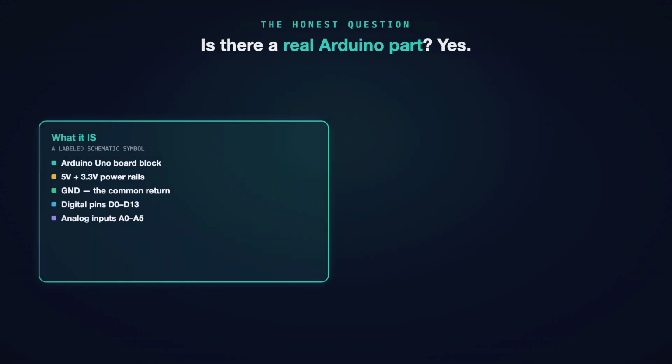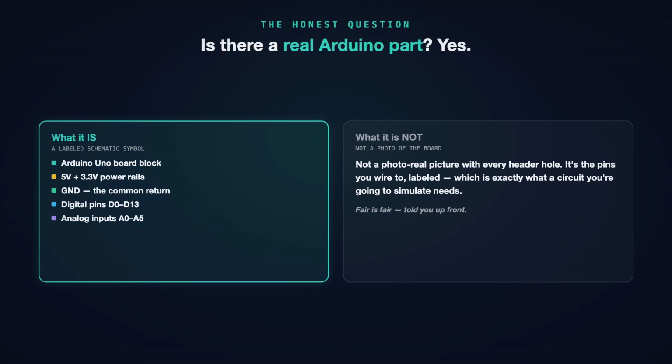There's an Arduino Uno symbol in the library, a labeled board block with named pins, 5-volt and 3.3-volt rails, GND, the digital pins, and the analog A pins down the side. So when I say we are simulating an Arduino circuit, there is a genuine Arduino Uno symbol on the canvas, not a rectangle with Arduino typed on it. What it is not is a photoreal picture of the board with every header hole. It is a schematic symbol, with the pins you wire to labeled. That is exactly what you want in a circuit you're going to simulate. Fair is fair, so I'm telling you that plainly.